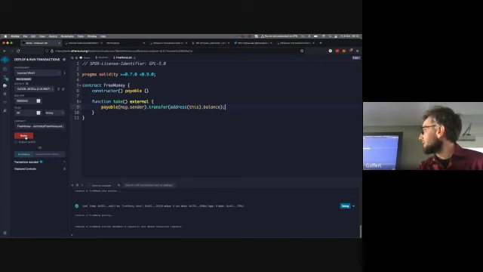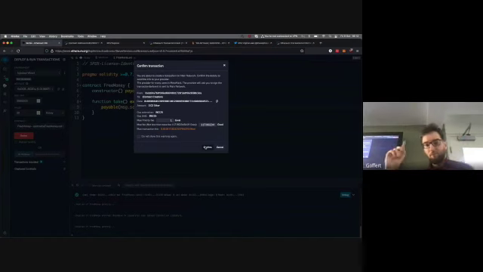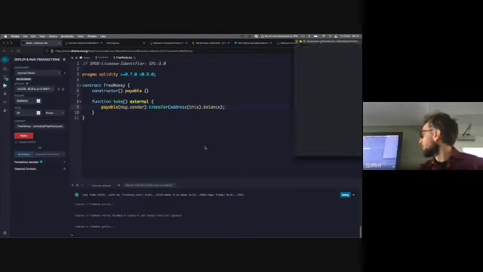So let's see what happens if we do this. Someone asked what language this is. The language is Solidity, which is the default programming language for smart contracts on Ethereum.